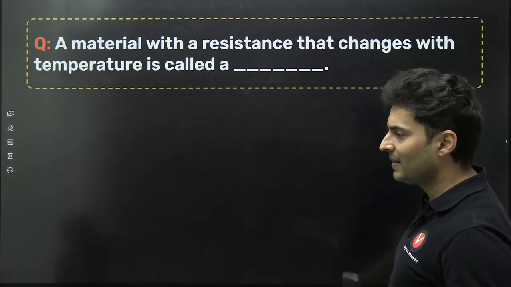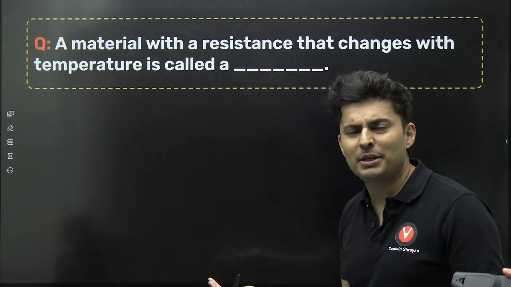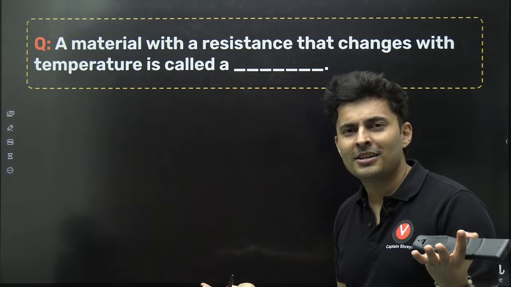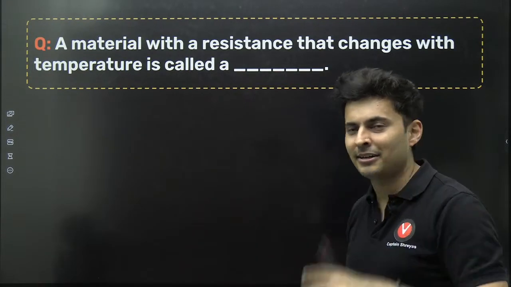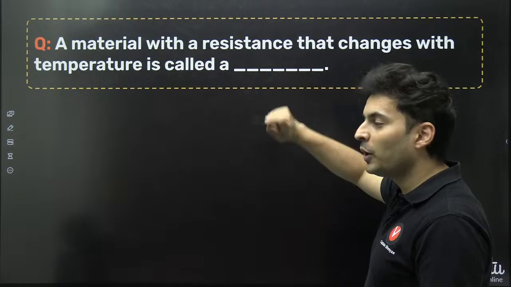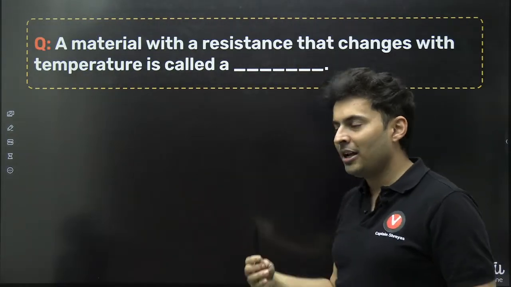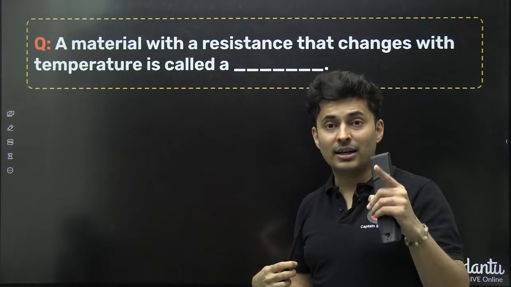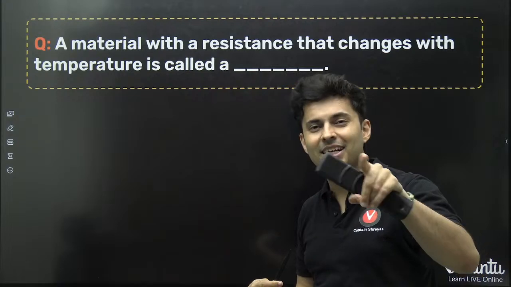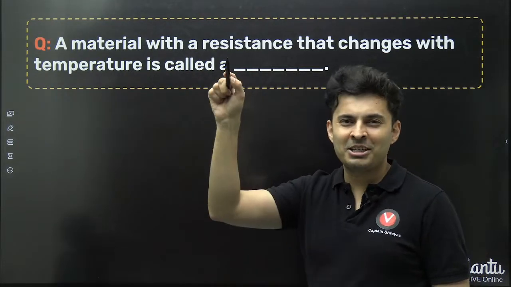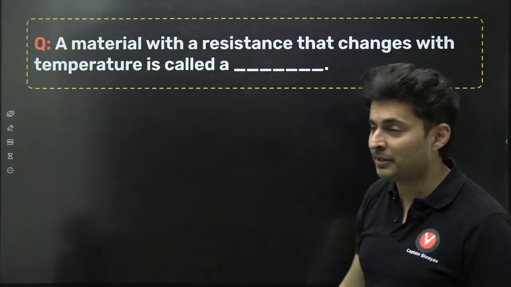A material with resistance that changes with temperature is called what? There are only two types of materials. One is conductor, second is semiconductor. So here you can put semiconductor or conductor, both will work. For a conductor, when you increase the temperature, resistance increases. But for a semiconductor, it's opposite. When you increase the temperature of a semiconductor, the resistance goes down. So be careful about it.